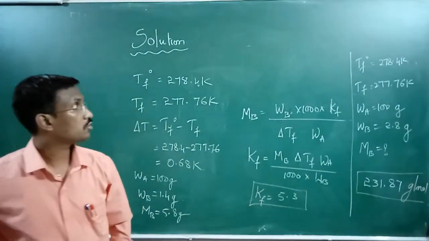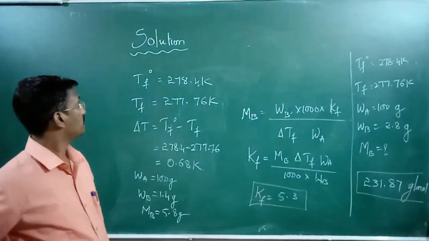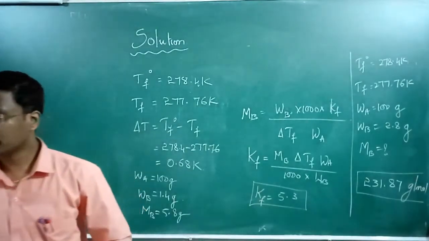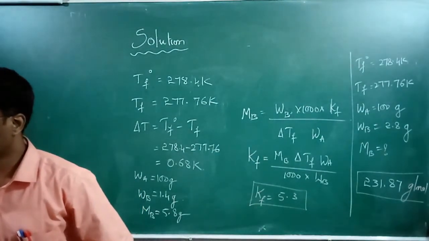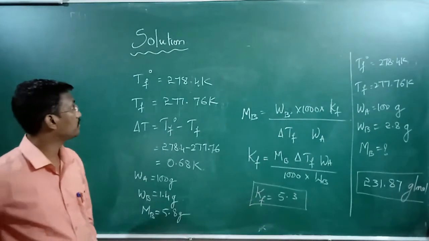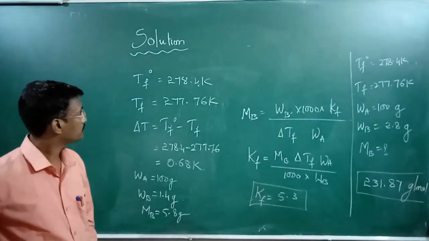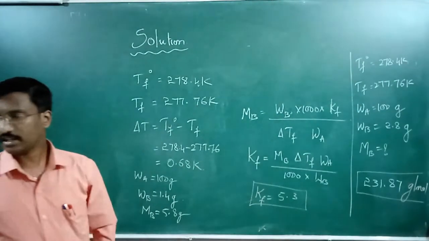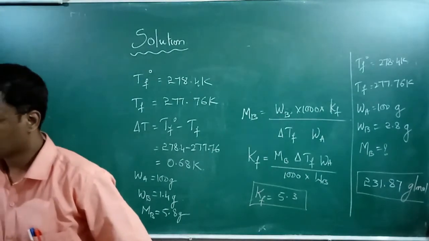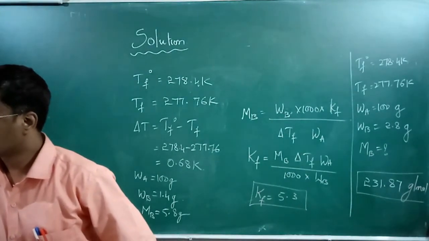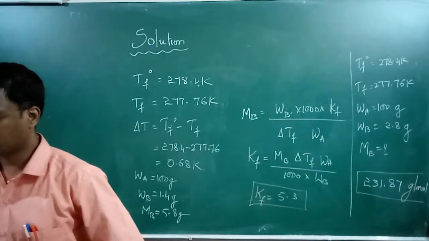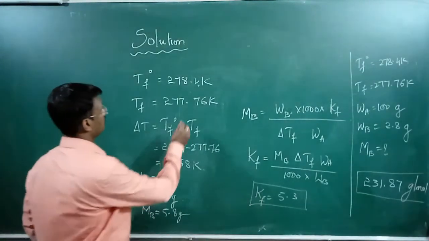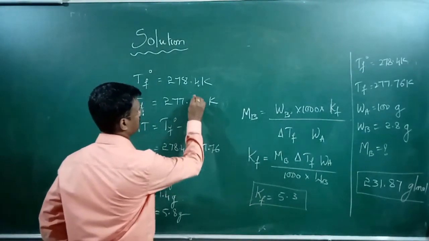277.76. Look here, freezing point of the solution they have given, that is 277.76. Initially here the freezing point of the solution was 277.12. This is 277.12.